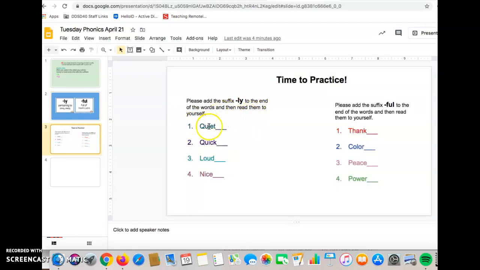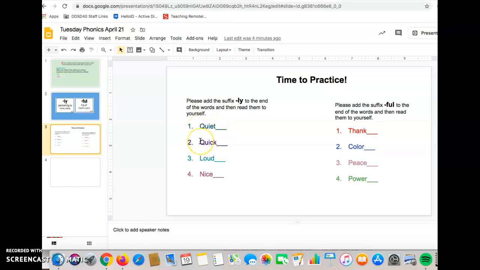So you read the base words to yourself, add the suffix ly on this side to these four, and then read the words to yourself. On this side, you read the base words, and then add the suffix full to the ends of the words, and then read the words. So let's read the base words, my turn, your turn.